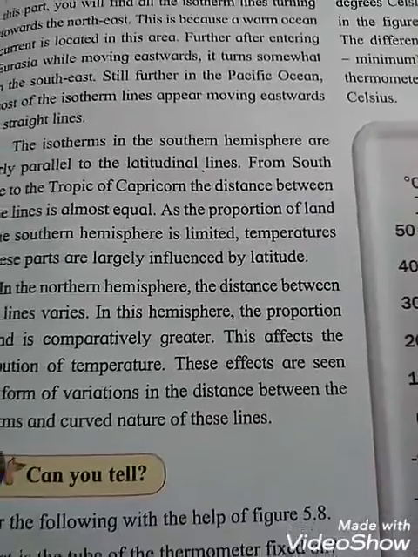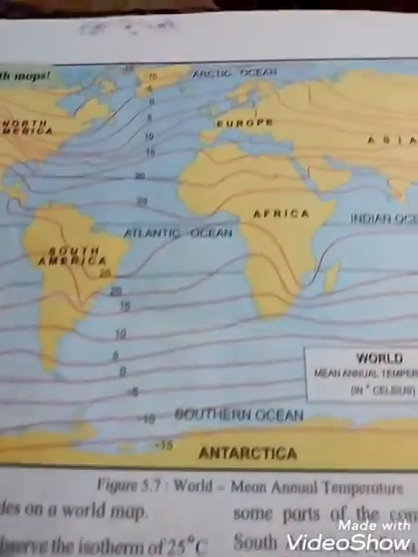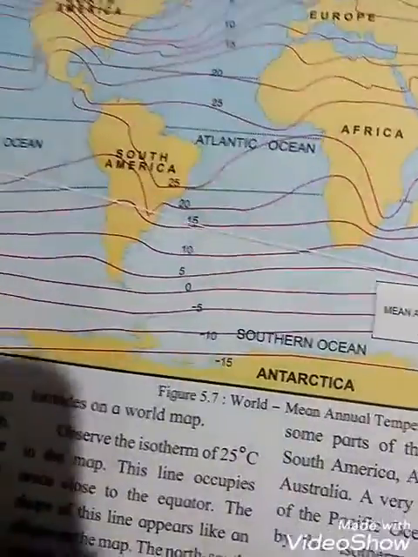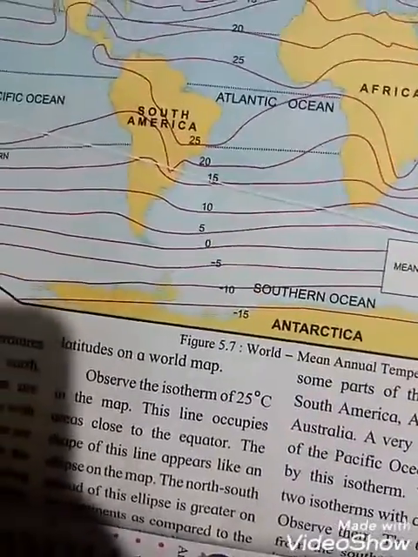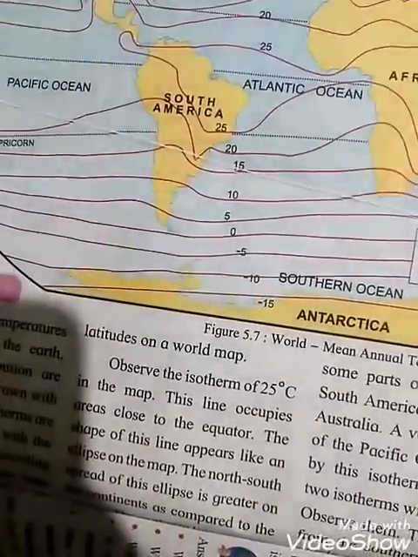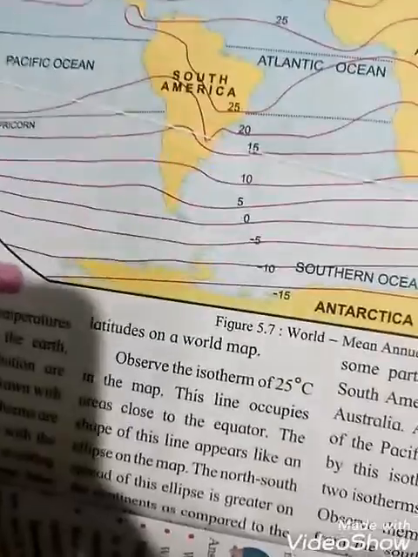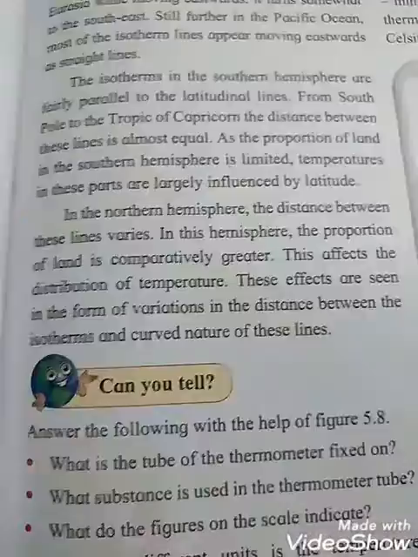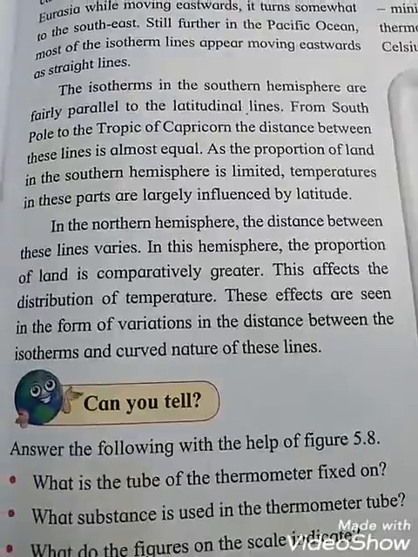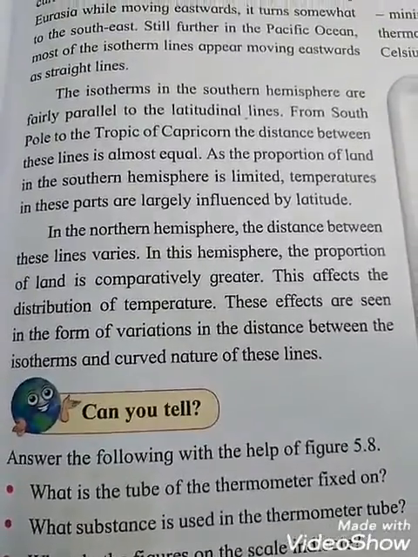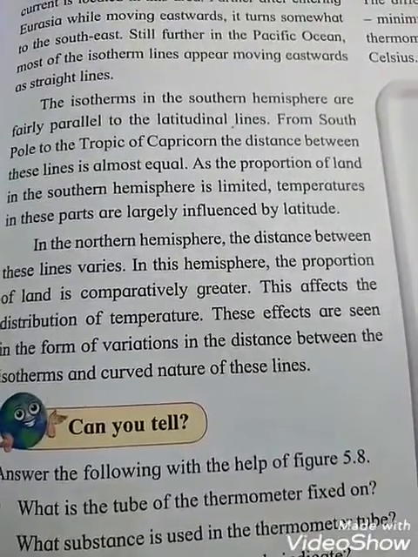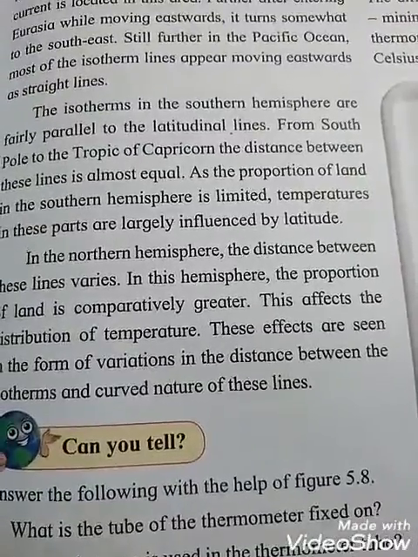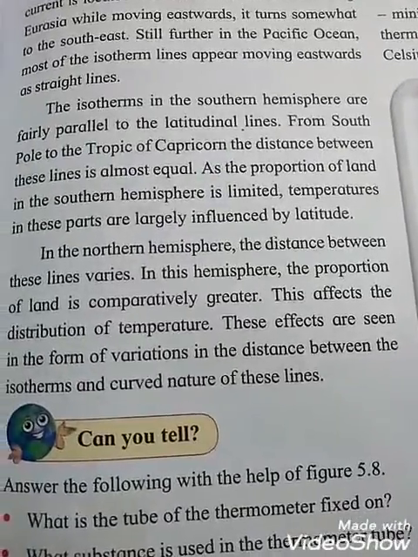And students, in the southern hemisphere, compared to the north, land is very less. Because of that, temperatures in this part are largely influenced by latitude. Okay students, in the northern hemisphere the distance between these lines varies. In this hemisphere the proportion of land is comparatively greater. The northern hemisphere has more land compared to the southern.